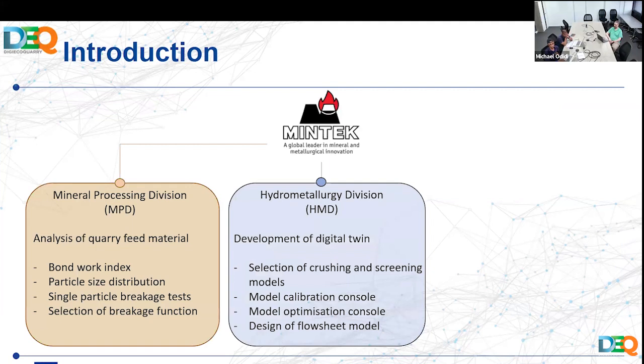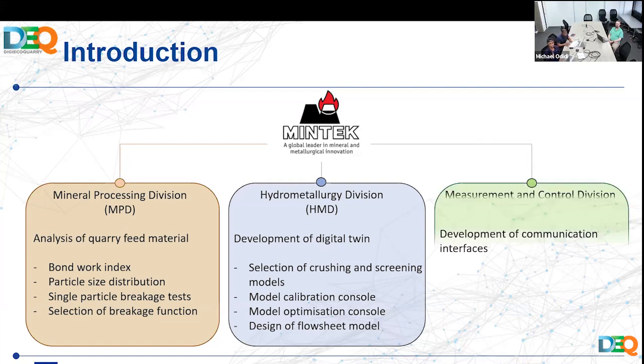Then you have those at HMD, the Hydrometallurgy Division, which I'm representing today. We were involved in the development of the digital twin, sort of the skeleton of the digital twin. This involved the selection of the crushing and screening models, your model calibration, your model optimization, and also the actual flow sheet model as well.